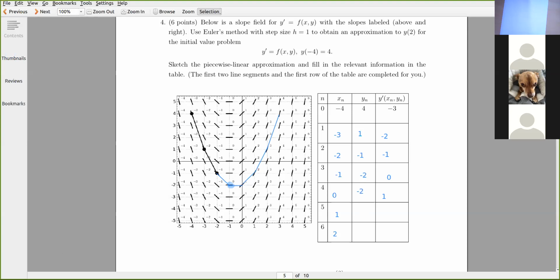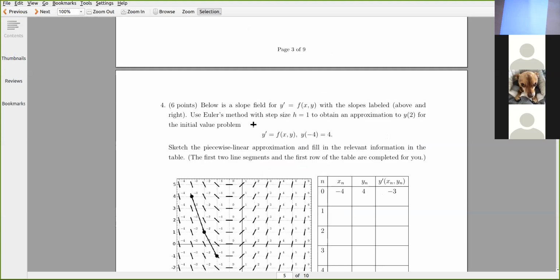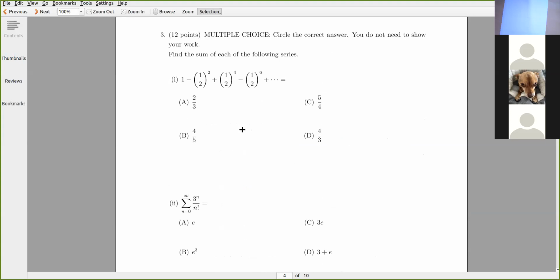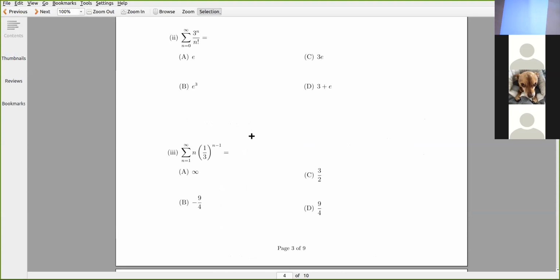I have a question on the same exam, for 3 III. Circle the correct answer. Find the sum of each of the series. III: n times (1/3)^(n-1).